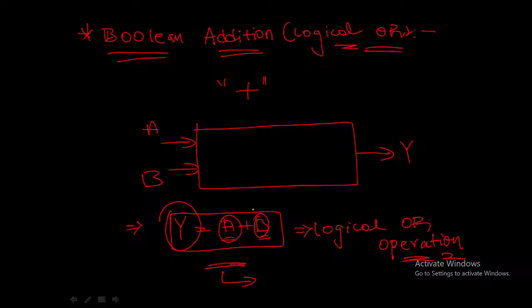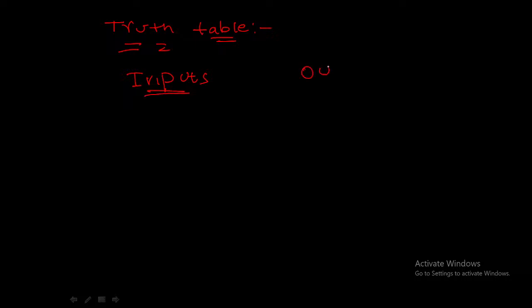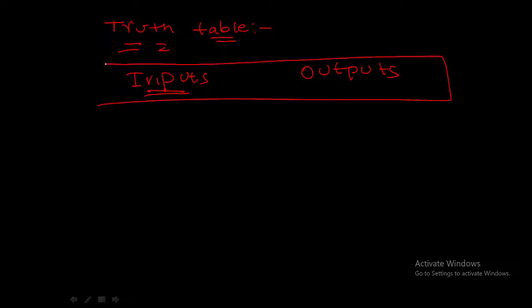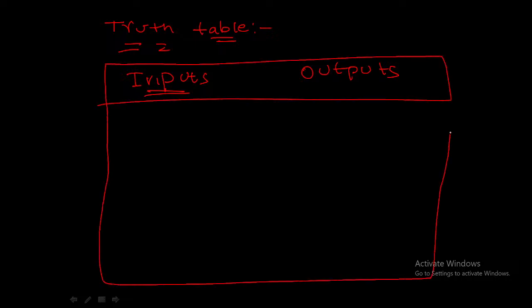So how do we write the truth table for this? In the previous slide we learned how to write a truth table, so let us see how to write it for this logical OR operation. In all truth tables, inputs are written first, followed by the outputs. Remember this.